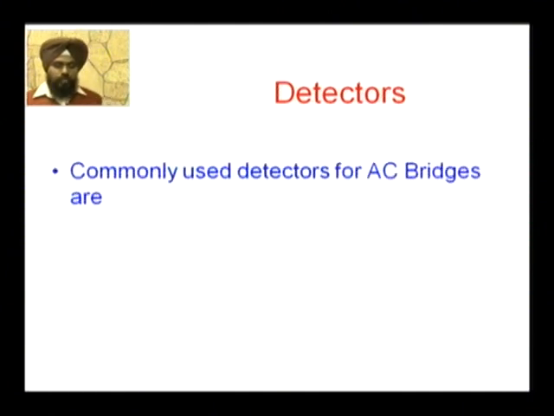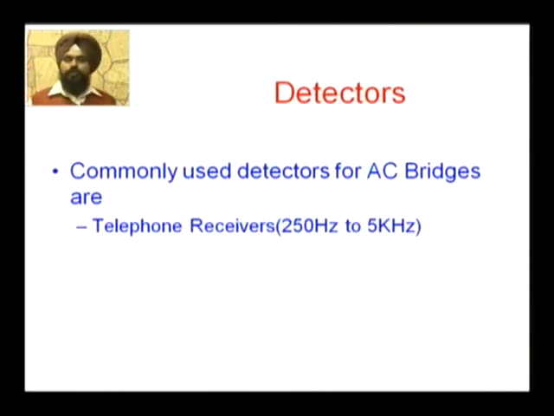We will not be able to get the correct value whether a balance has been achieved or not. So for that purpose what we do is we make use of either headphones or telephone receiver, or we make use of vibratory galvanometer. So the commonly used detectors are telephone receivers.